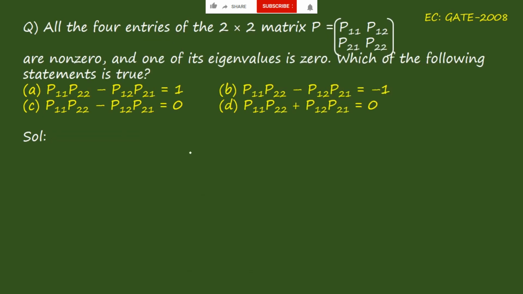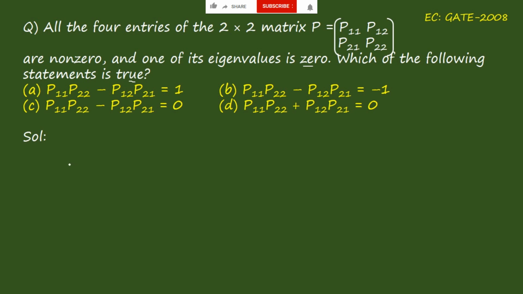Now coming to the next question. The question is, all the 4 entries of the 2 cross 2 matrix P, that is P11, P12, P21, P22, are non-zeros. One of the eigenvalues is 0. Which of the following statements is true? We have to find out in the options which one is correct, and they have given the P matrix.